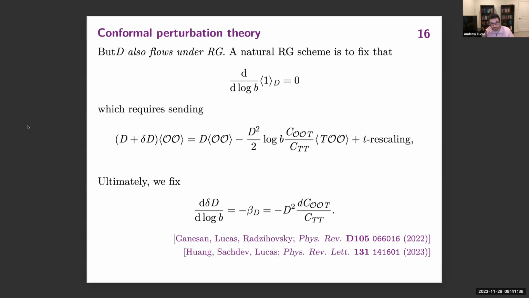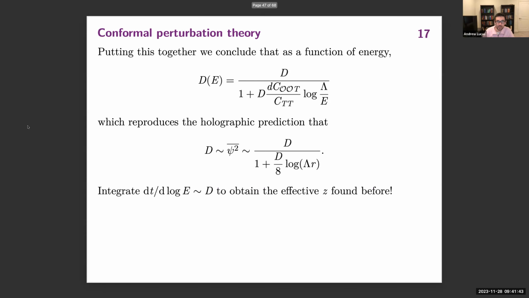And we find that this beta function is positive. So the disorder is indeed marginally irrelevant. Okay. And if you take that beta function and integrate it, maybe writing things in slightly more physical terms, the energy-dependent disorder strength looks like D over 1 plus D times log of lambda over E. It's a kind of standard one-loop effect. And this really reproduces the kinds of logarithms that we see in the holographic calculation.